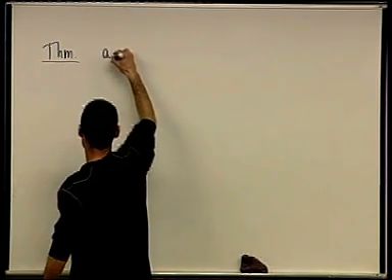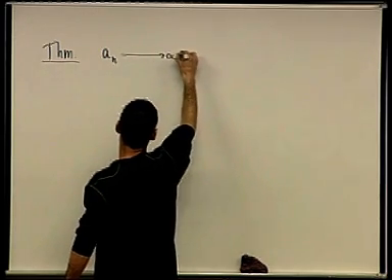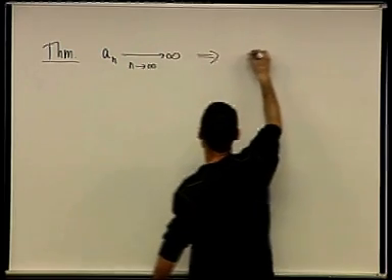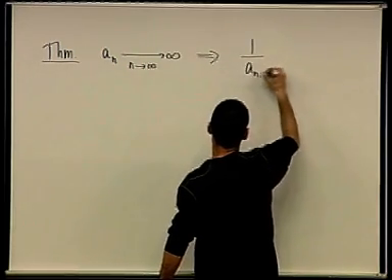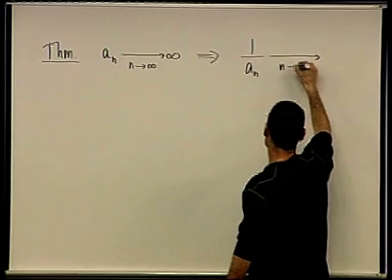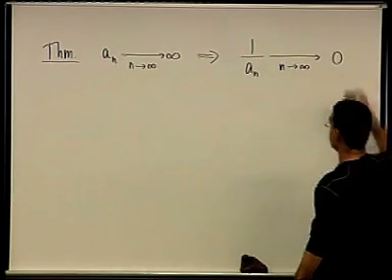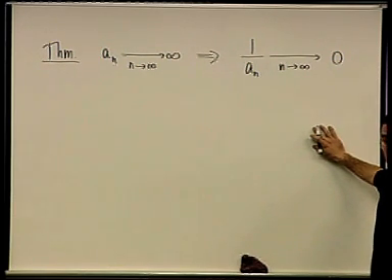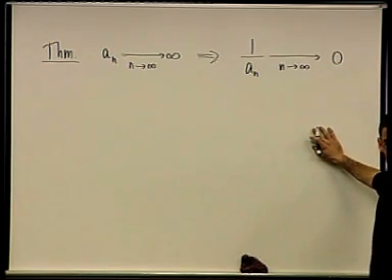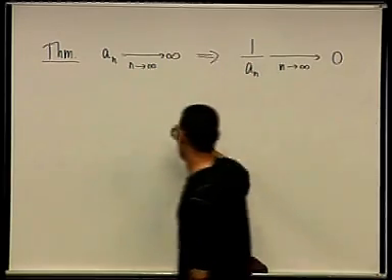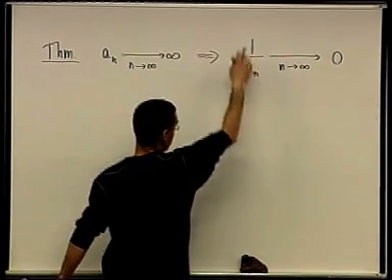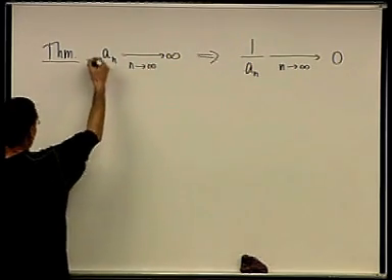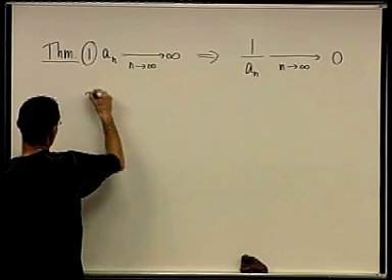So if a_n goes to infinity, this implies that 1 over a_n goes to what? To 0. Does everybody agree with this intuitively? Does it make sense? It's very, very intuitive. If you make the denominator bigger and bigger and bigger, then 1 over it is going to go to 0. Okay, so let's call this 1. 2.